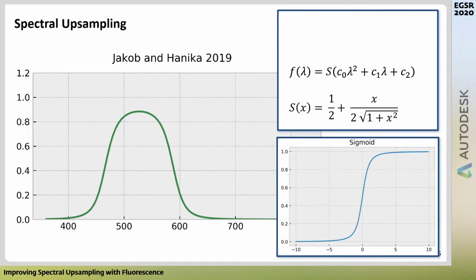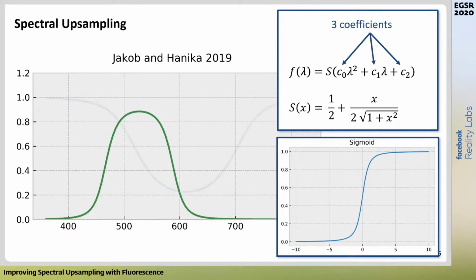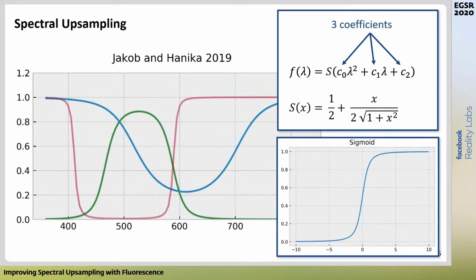And this function makes sure that the resulting spectra are always bound between 0 and 1, which we need for physically valid spectra. And what's nice about this model is that each spectrum is parameterized by only 3 coefficients, which means that we can convert any RGB asset to a coefficient asset without actually having to store any more data. And this model can produce N-shaped and U-shaped spectra, more box-like spectra, or even constant ones.